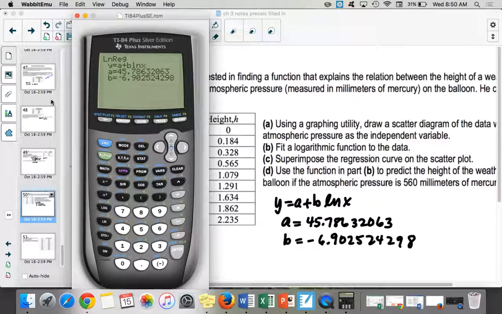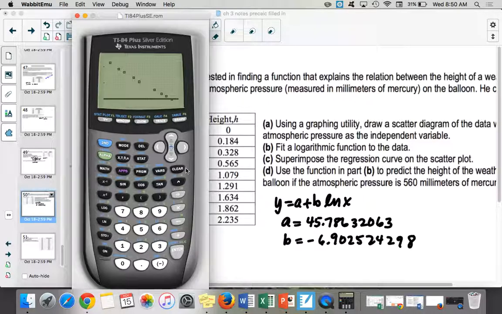And then superimpose the regression curve on the scatter plot. Did you guys go to your Y1 and put that in? Good. 45.78632063, oh wait, minus. Okay, so when you graph it, it should kind of go through those points for the most part. Oh, I forgot my natural log. Whoops. Kind of important. So insert natural log. Okay. And you guys all have that?